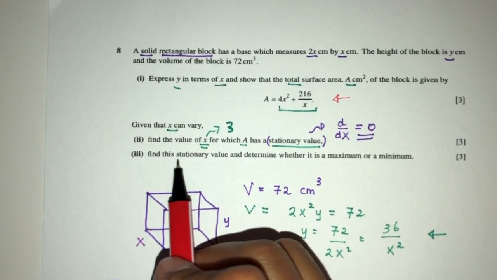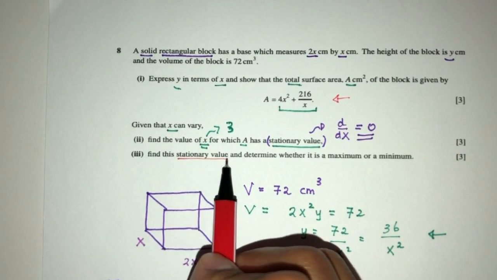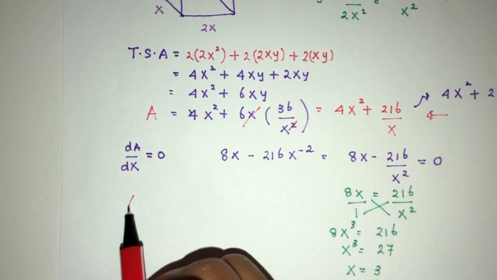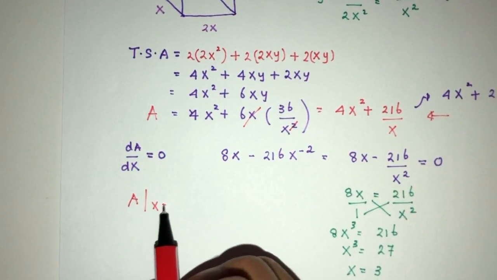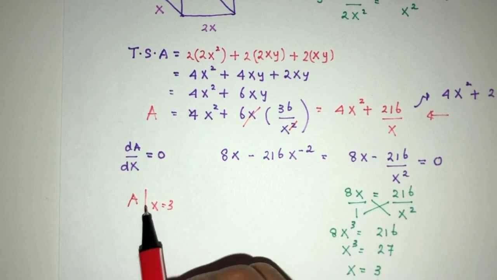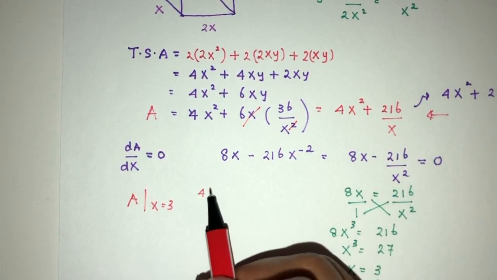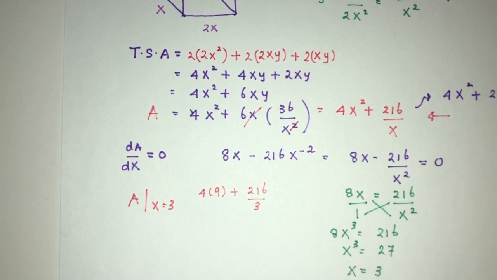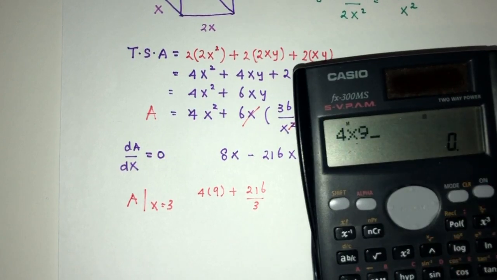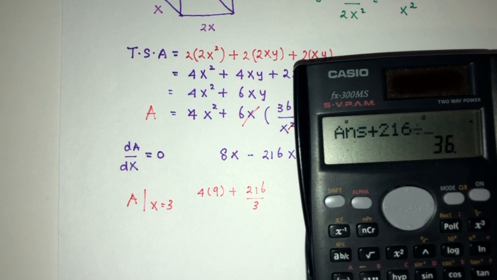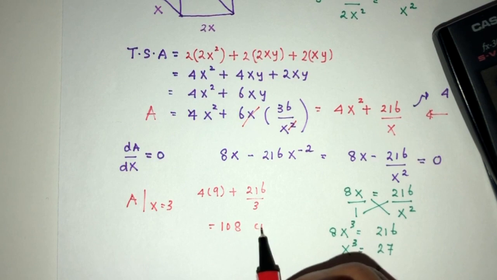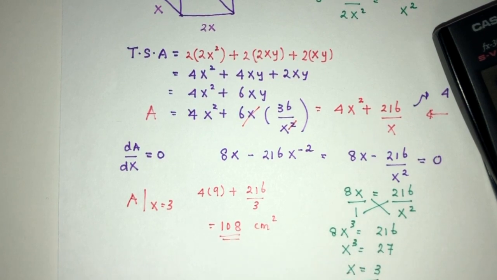Now find this stationary value and determine the nature of this value. So pretty easy. The value of A is when x is equal to 3. Replace back in the equation, you will have 4 times 9 plus 216 divided by 3. So 4 times 9 plus 216 divided by 3. That will be 108 centimeters squared for this stationary value.